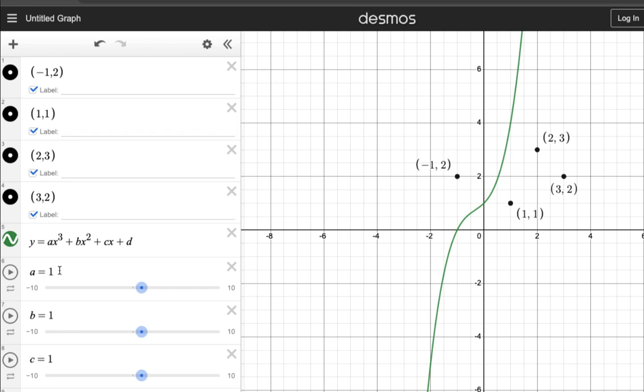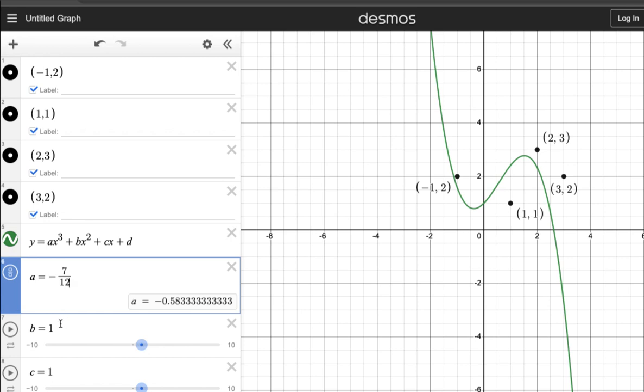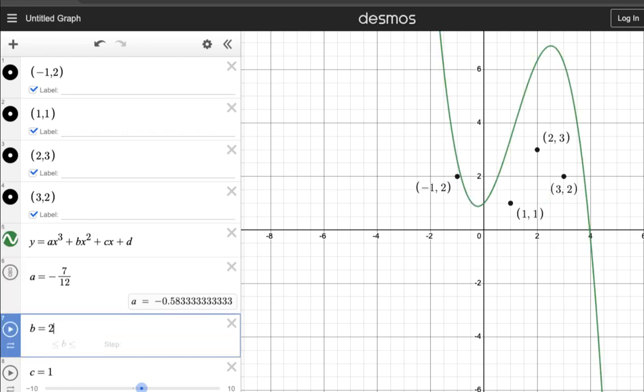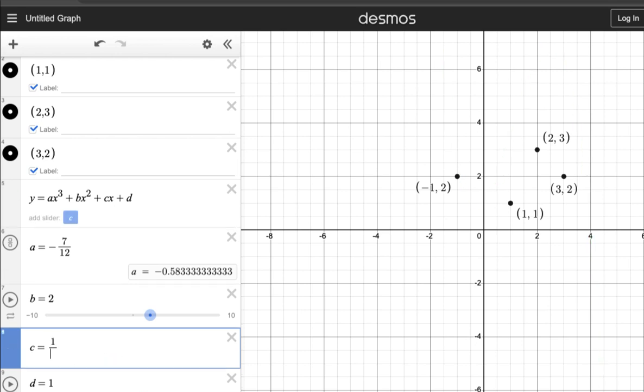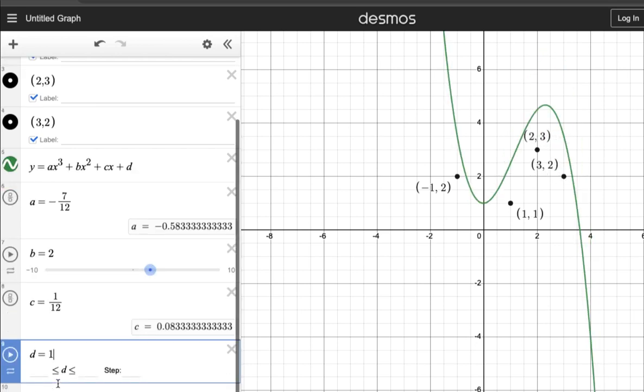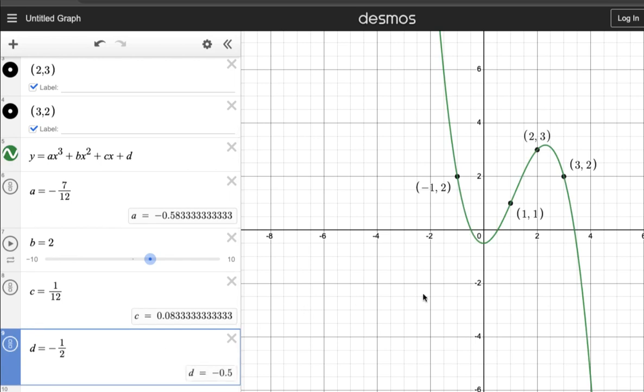The slider won't let me drag to -7/12, so I'm just going to manually type it in. -7/12 is the value of a. The value of b is 2. The value of c is 1/12. And the value of d is -1/2. And sure enough, we wind up with a cubic polynomial that does pass through the 4 given points.